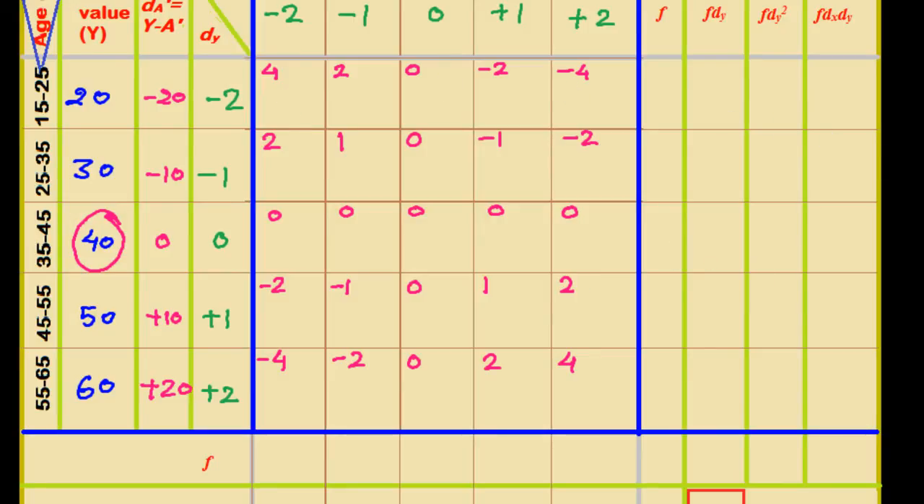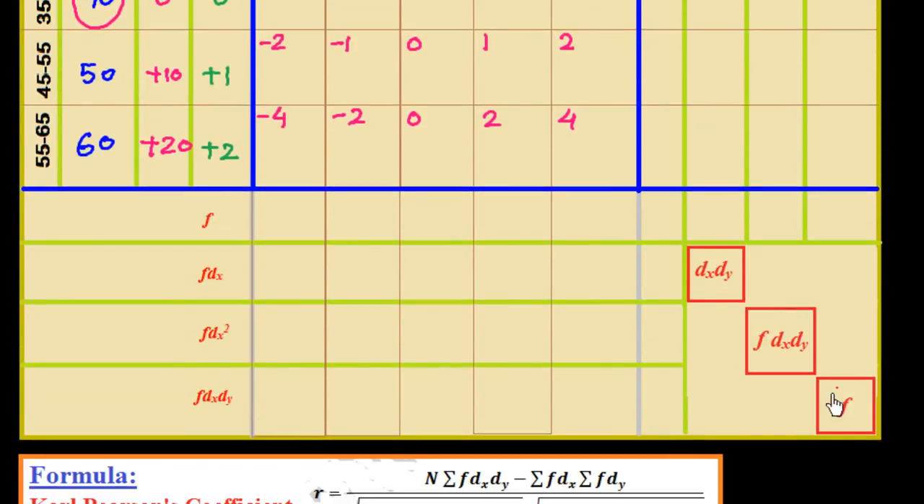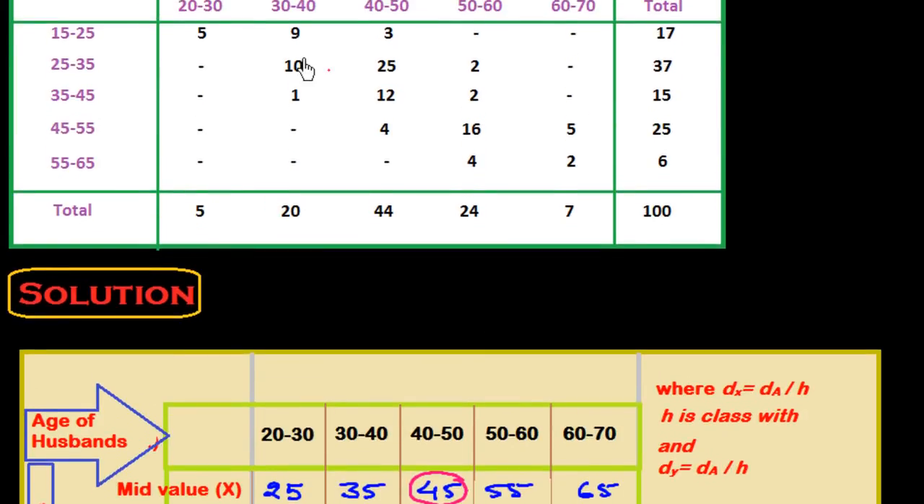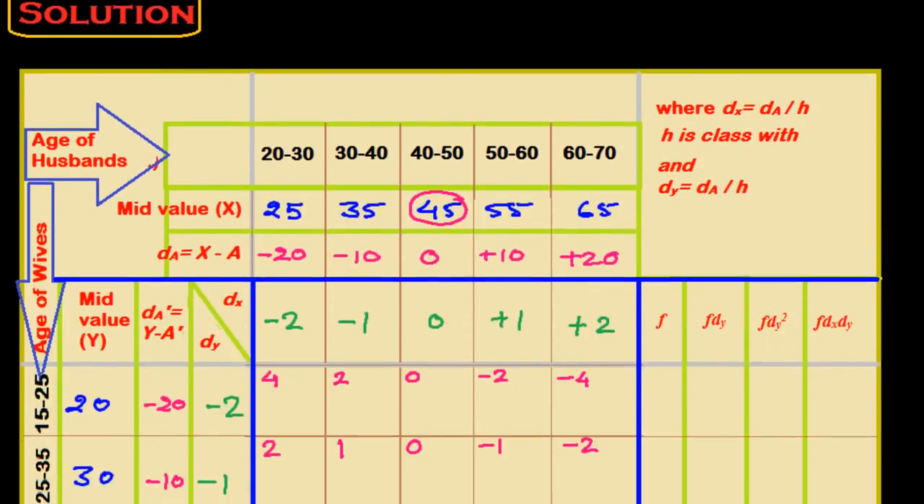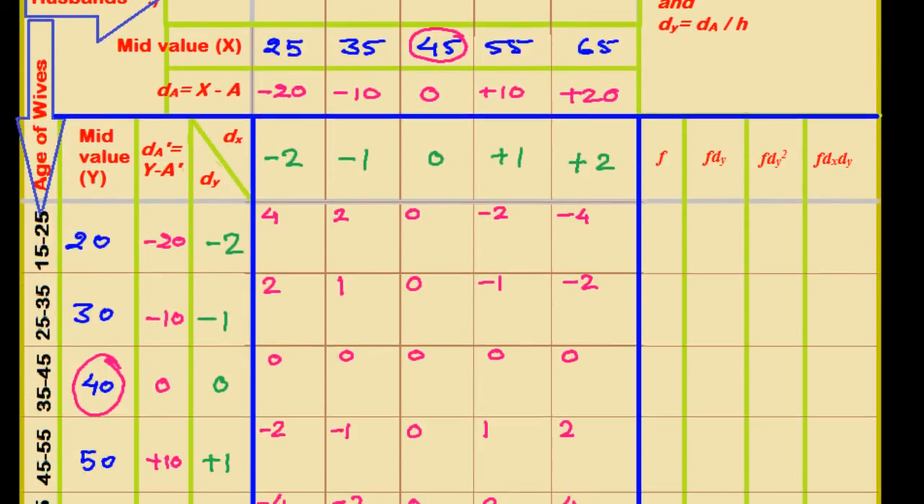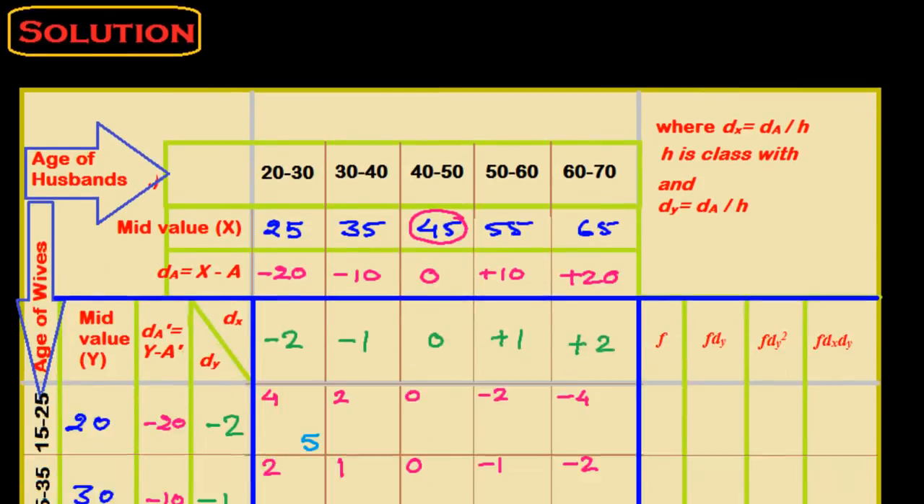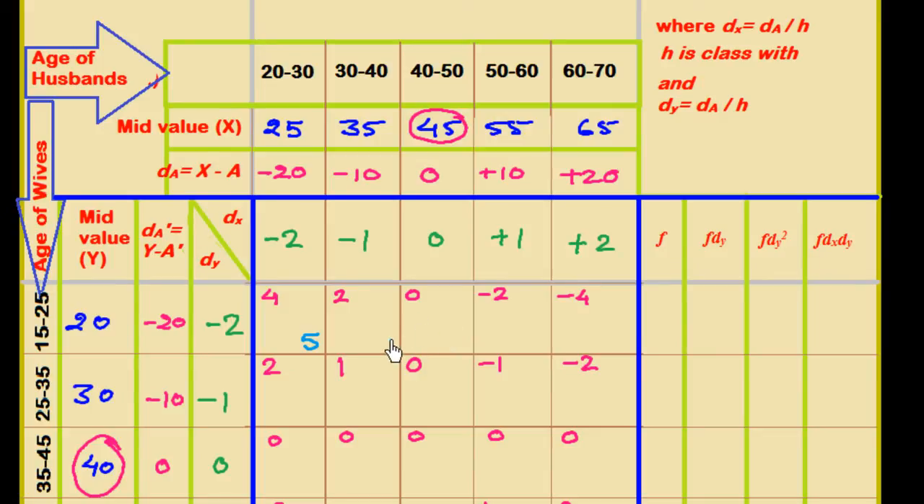On the right bottom of these square boxes, we have to write down the frequency. Frequency is already given to us. Here, look at here. Frequency of 20 to 30 and 15 to 25 is 5. So here we write down 5. Then 9, 3. 5, 9, 3. Then there is no frequency, we are writing down here 0.